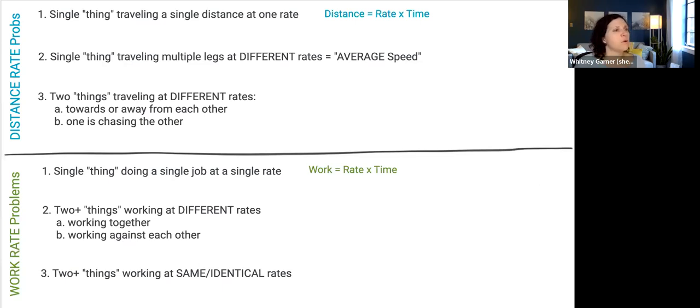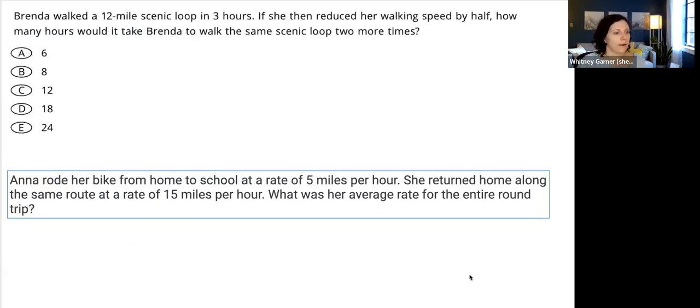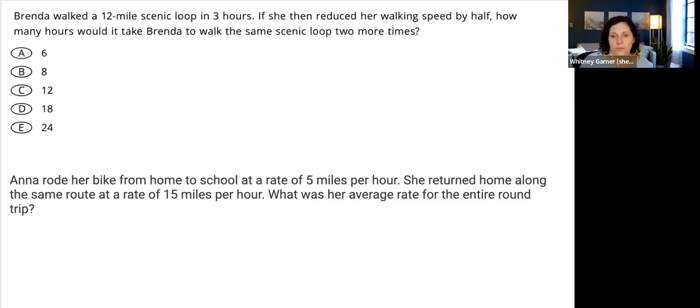Now, I want to give you a moment to read over this question, because I'd like for you to be able to see the difference. Okay. So I'll put two on the same screen for a moment so you can see the Brenda question and you can see the new Anna question. All right. Okay, so we're going to start working on this one together.